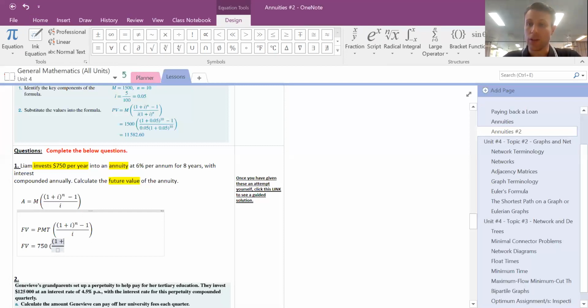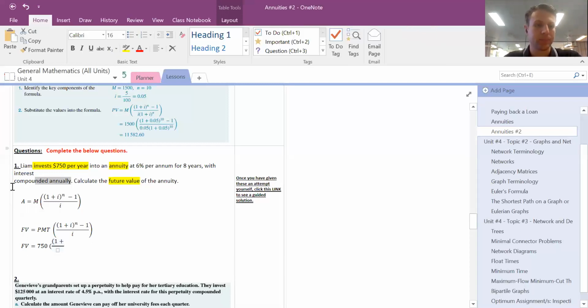Now the i value is going to be very important. We need to work out two things first. One, is it a percentage or is it a decimal? Usually it will be a percentage, so we need to alter that. And we need to look at whether it is per annum or whether it's compounding at a certain rate. Now, we can see that his is compounding annually, and it also gives us that rate as a per annum.